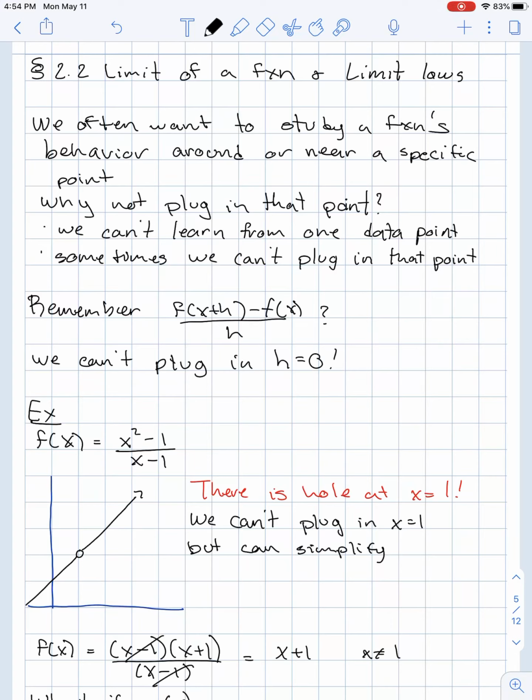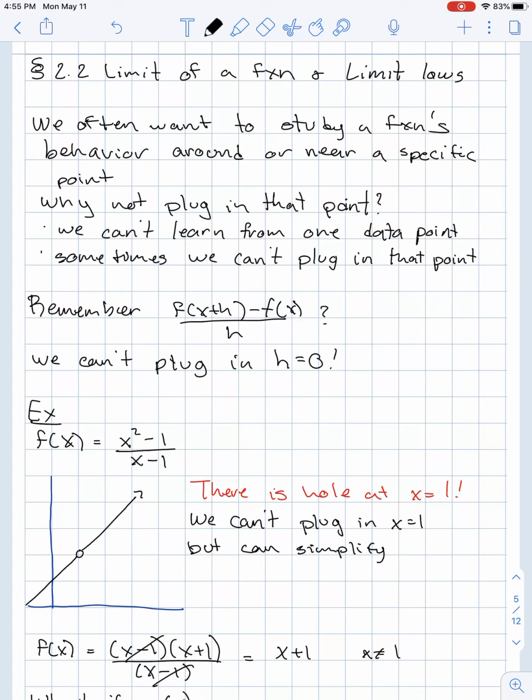So now we're on to section 2.2, which is about limits of a function and limit laws. We often want to study a function's behavior around or near a specific point. Well, why not just plug in that point? Well, we can't learn much from just one data point. I shouldn't just make inferences off one source. Sometimes I can't even plug into that point, so I have to talk about what's happening near that point.